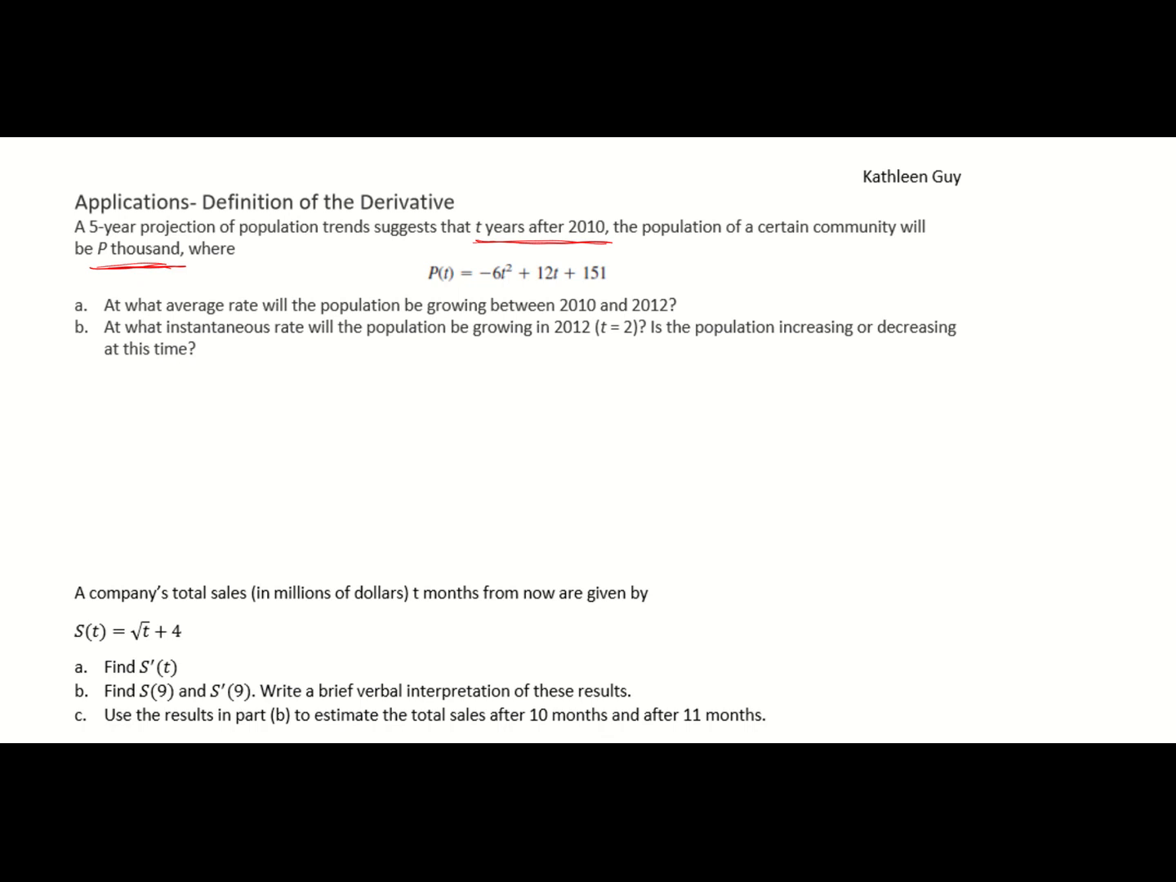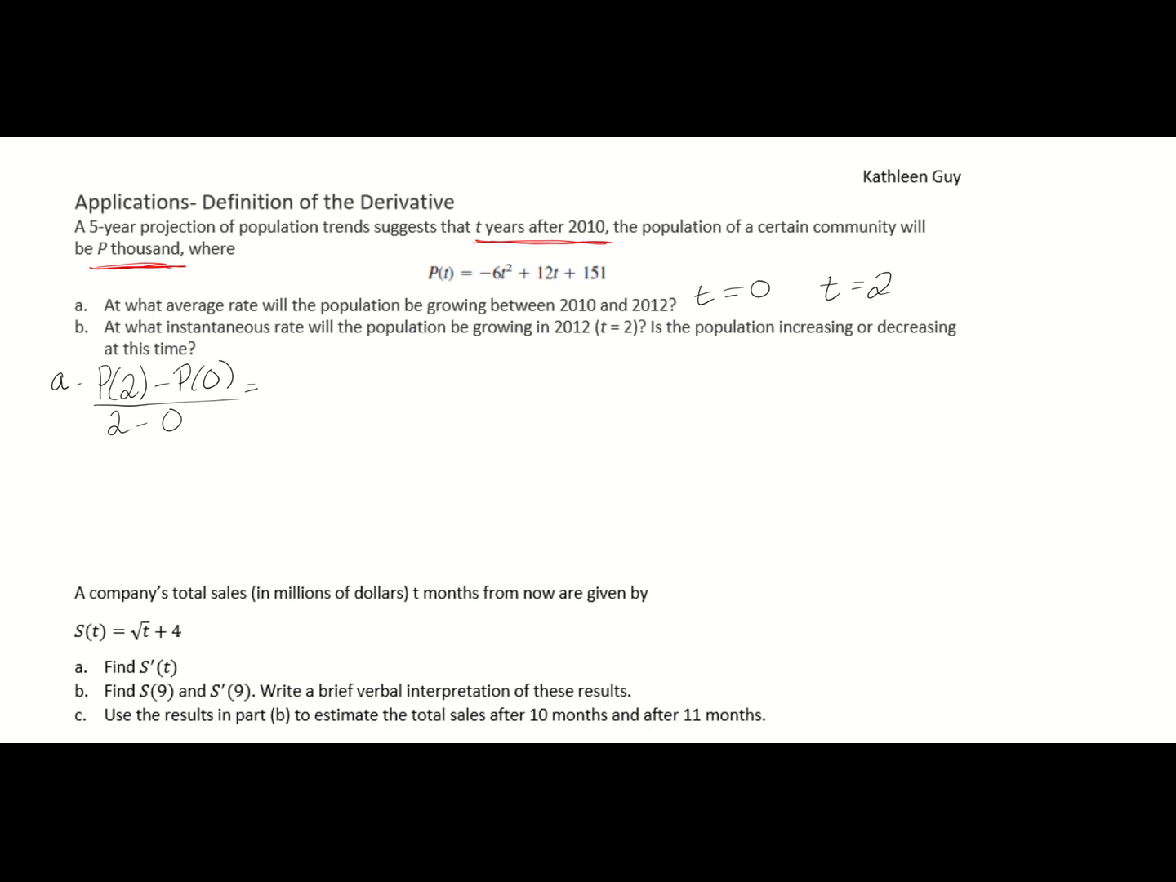So remember that average rate, you do not need the derivative, right? Average rate is just what we learned from before. So we use our regular function, our P of T that's already given. Now, in 2010, T is equal to 0 because T is the years after 2010. And in 2012, T is equal to 2. So part A, the average rate, is going to be P of 2 minus P of 0 over 2 minus 0.